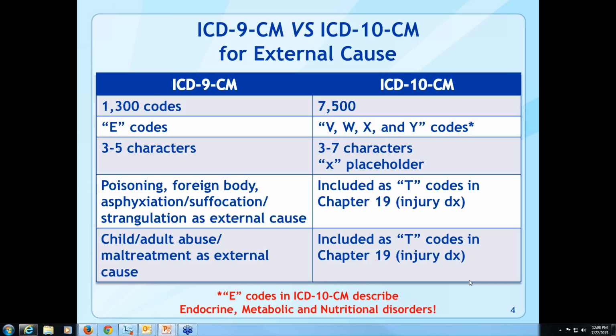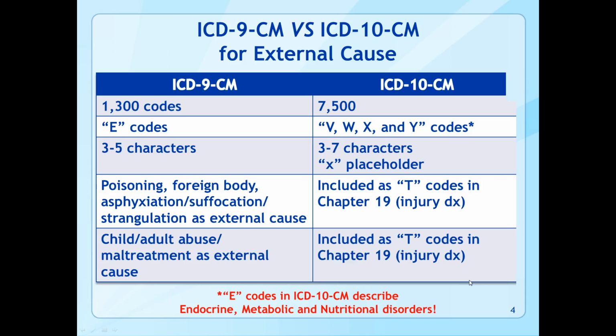I know that for many trauma registries, you don't include injuries that result from poisoning or foreign bodies or asphyxiation, so it might not be relevant for all of you. But in terms of the larger concept of injury, not just what's captured in a trauma registry, these other external causes are still relevant. So it's important to know how they operate in ICD-10-CM. And finally, another big difference between ICD-9-CM and ICD-10-CM is that the child or adult abuse and maltreatment codes that were included as external causes in ICD-9-CM are now included as injury diagnosis codes in ICD-10-CM and are found as T codes in Chapter 19.